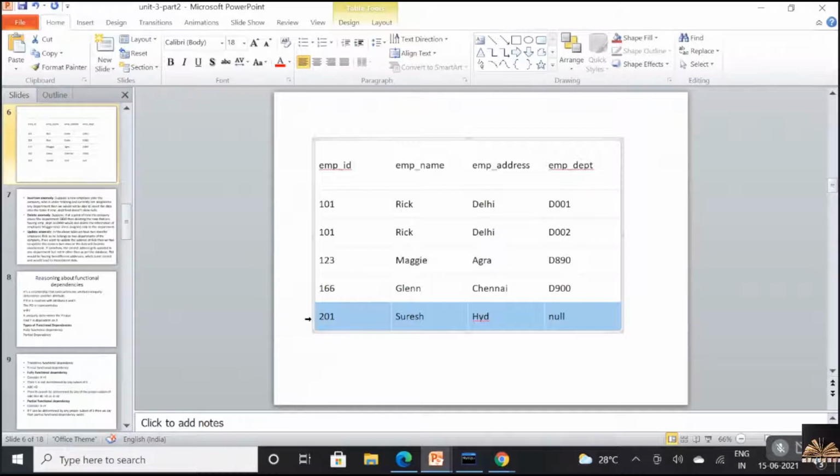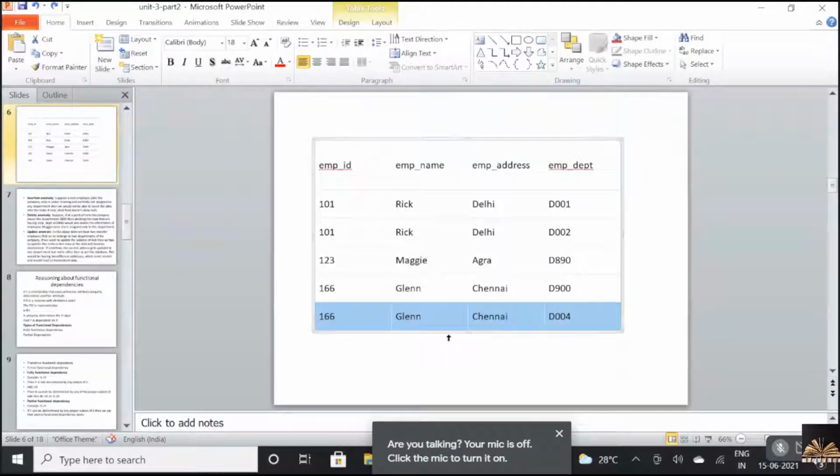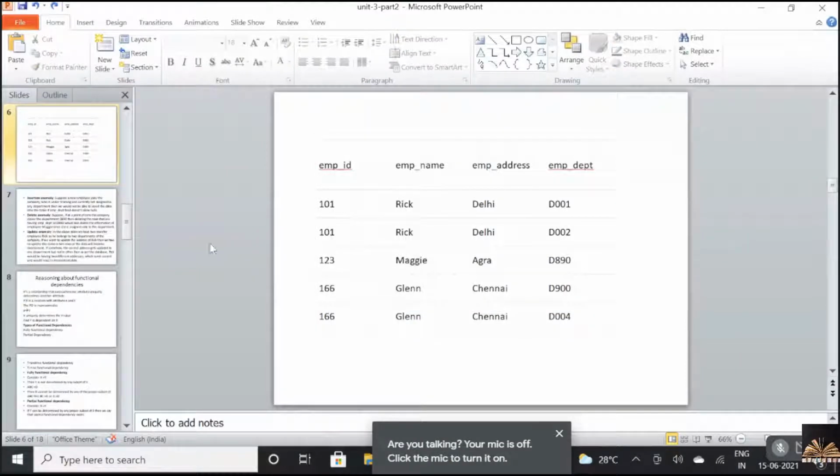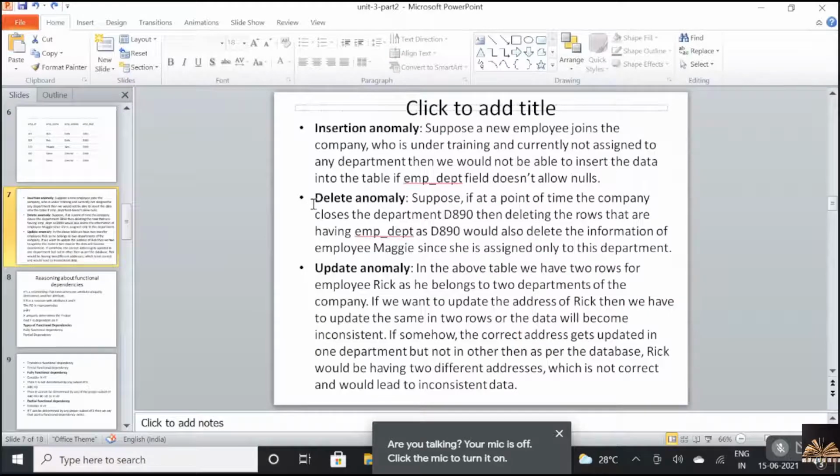For this to be solved, you have to normalize the table. What is normalization? I'll be telling you in the next 5 minutes. So this is the problem with insertion anomaly. Again, I'm going back to the original state of the table. Now, next is deletion anomaly.